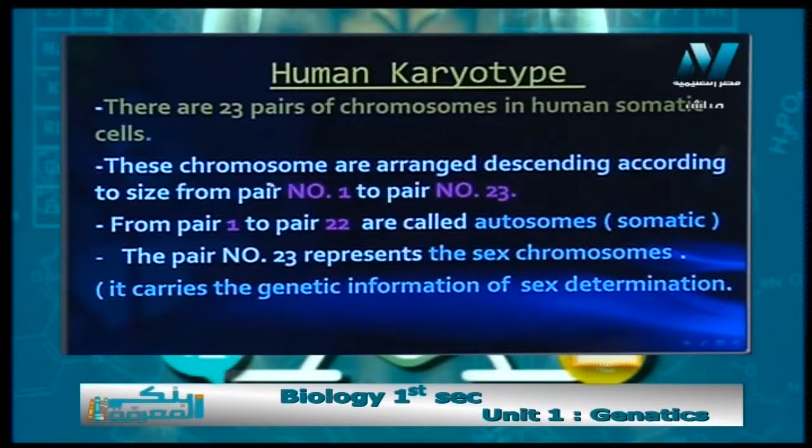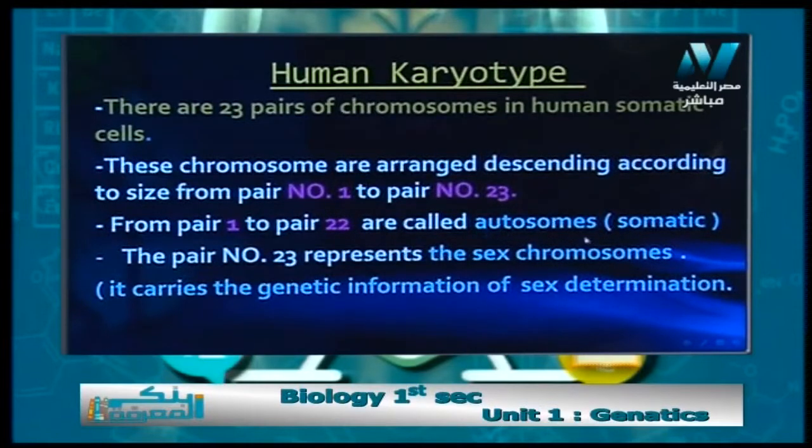These chromosomes are arranged descending according to size from pair number 1 to pair number 23. From longer to shortest. From tallest one to shortest one. From pair number 1 to pair 22 are called autosomes.